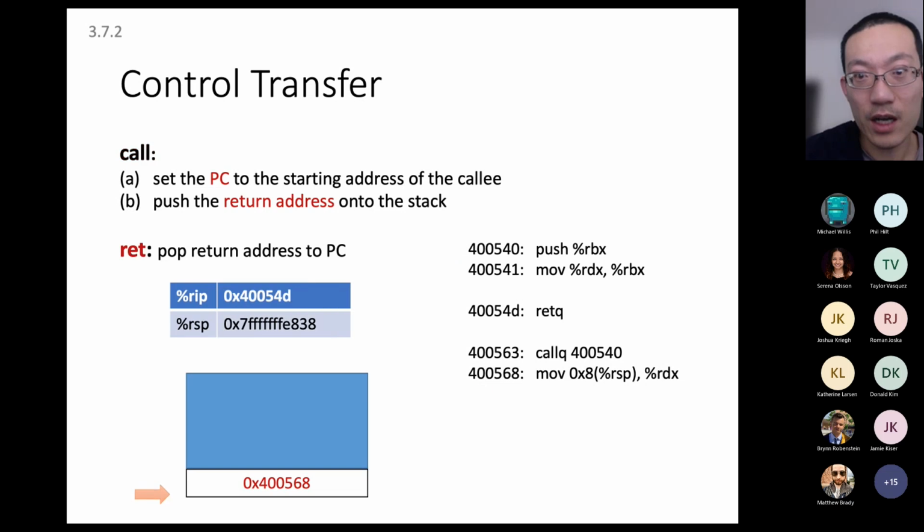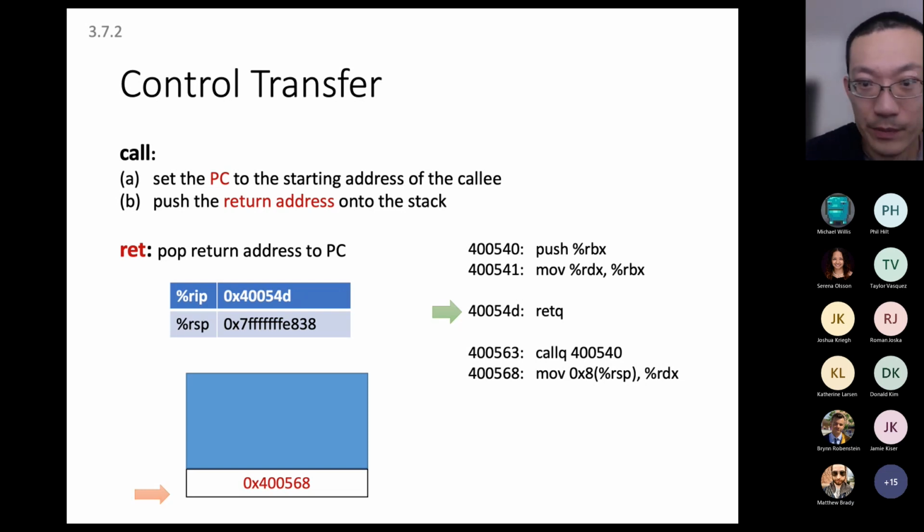The next part is how we jump back. Let's see, we do 400540. We do the push, finish this one. Then we do the next one, 400541. At this address, we do the move RDX. Right? We do this, and when we finish all the callee's code, we would do 4054D, which is RETQ, return. When we do return, it finishes the second half of the function call. That is how we jump back.